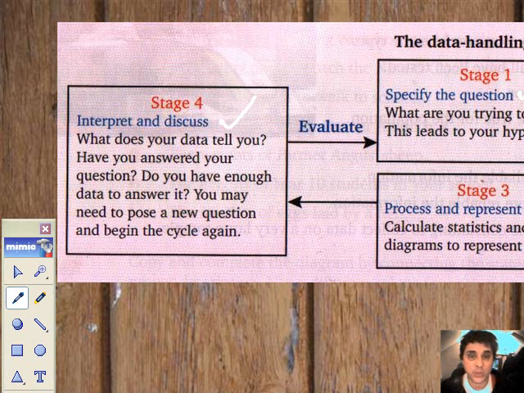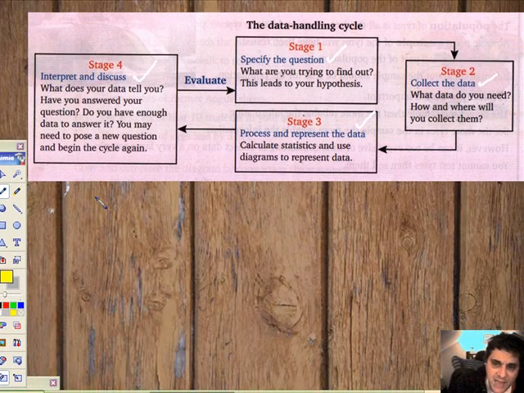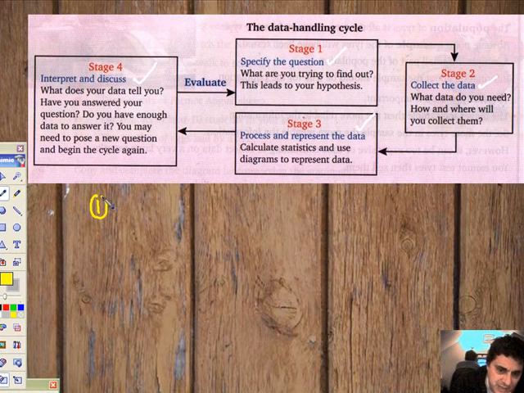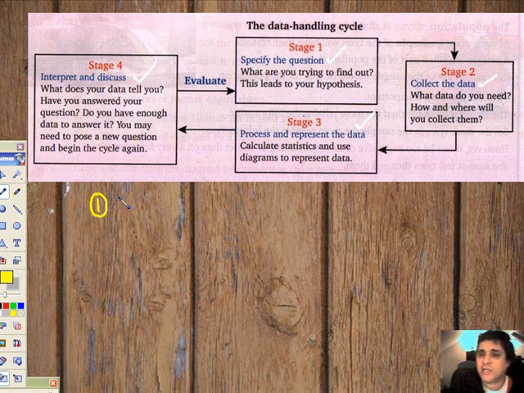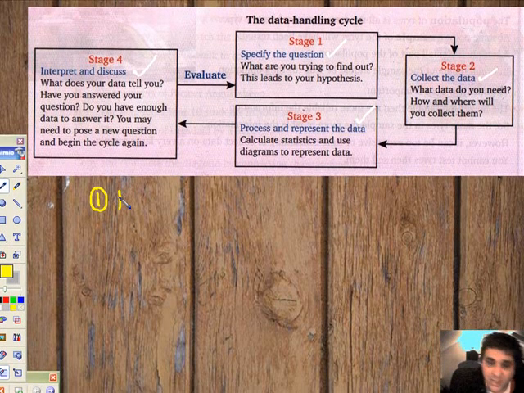You may need to pose a new question, it says there in stage 4, and you may need to begin the cycle again if you want to ask a second question that's related to your first. Now, in the assess part of this chapter, there's a lovely question that uses this data handling cycle, and basically there's a chap that has a fruit and veg shop, maybe a corner shop or something, and he says, I reckon that my fruit and veg prices are cheaper than anybody else's in the town. So going to stage 1, he has an idea that his fruit and vegetables are cheaper. So what's his hypothesis? He's going to state it in black and white.